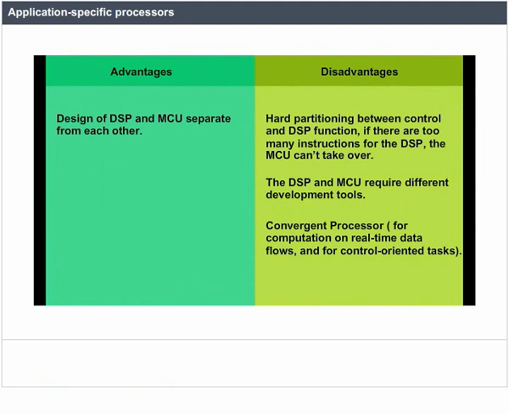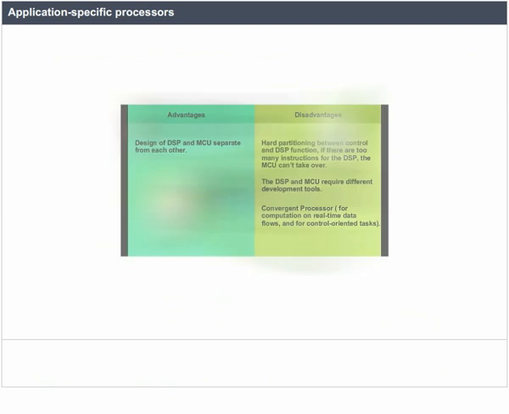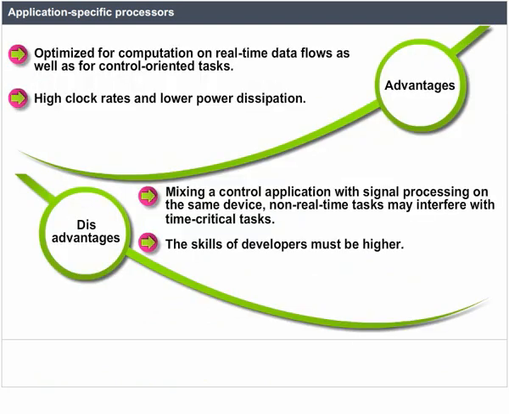Convergent processor for computation on real-time data flows and for control-oriented tasks. Advantages: optimized for computation on real-time data flows as well as for control-oriented tasks. High clock rates and lower power dissipation. Disadvantages: mixing a control application with signal processing on the same device. Non-real-time tasks may interfere with time-critical tasks. The skills of developers must be higher.